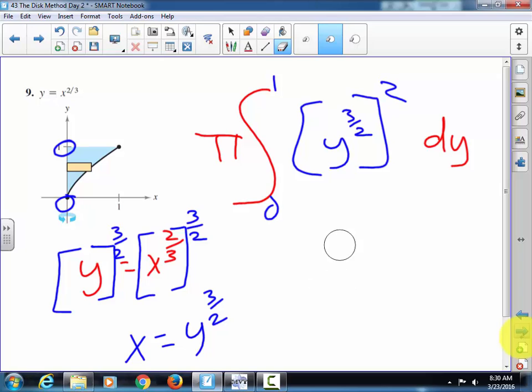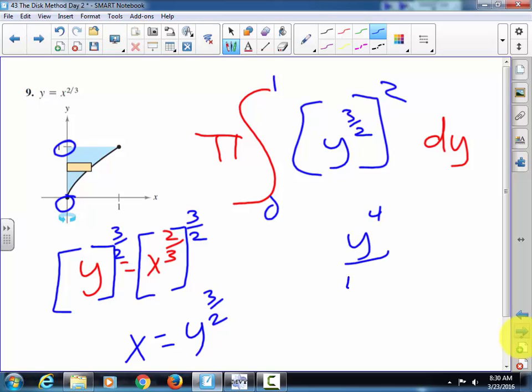So we square it, and then when we square it, we wind up with just y cubed. Right, so then it's y to the 4th over 4, evaluated at 0 and 1. So we get 1/4 pi. Any confusion there? All right, good.